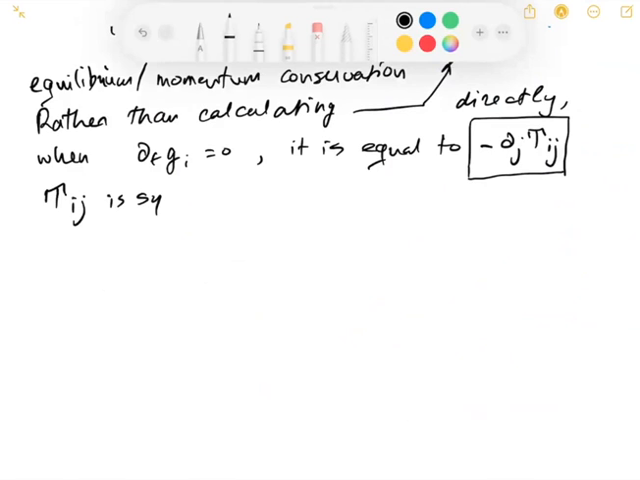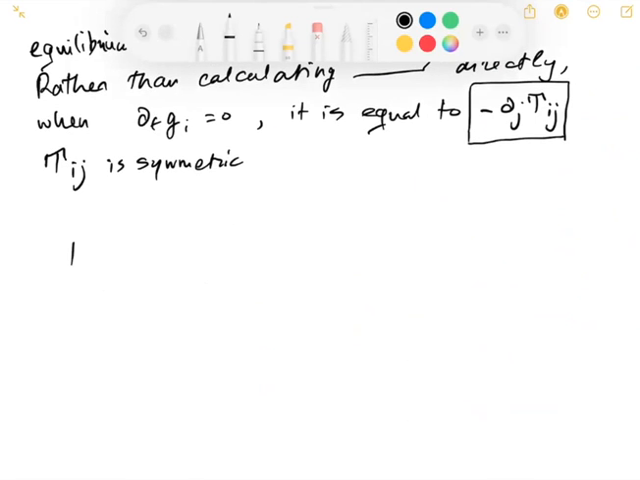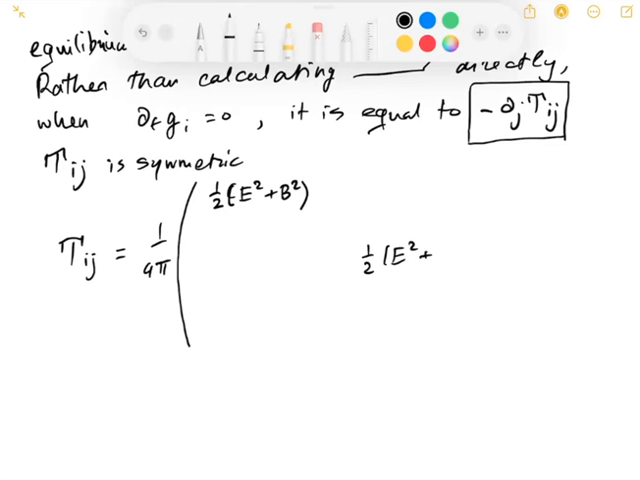Is symmetric, which is important. But it also means that we can just, without paying attention to exactly whether we're talking about rows or columns, draw it like a regular matrix. Okay, so this is 1/2 E squared plus B squared. And this is 1/2 E squared plus B squared. And this is also 1/2 E squared plus B squared.